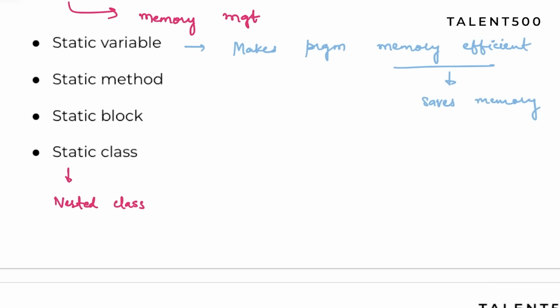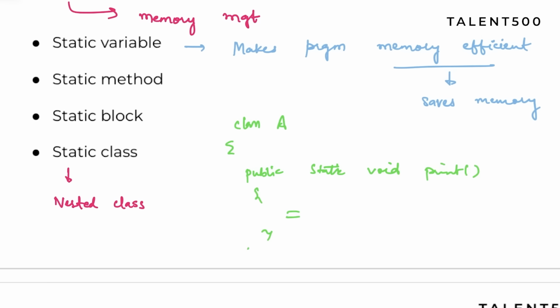Like if you have a class A, inside that you have public static void print.